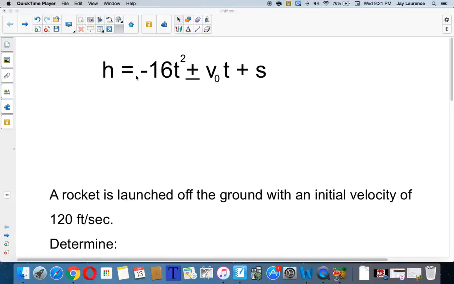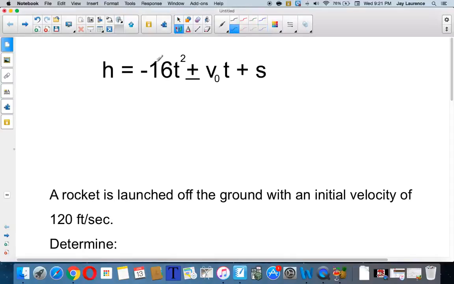Now we're going to use this equation, h equals negative 16t squared plus or minus v sub o t plus s. And remember that this is for feet per second. If we're dealing in meters per second, this would be a different coefficient. A would be negative 4.9. So remember that h here is the ending height, right? This is the ending height.